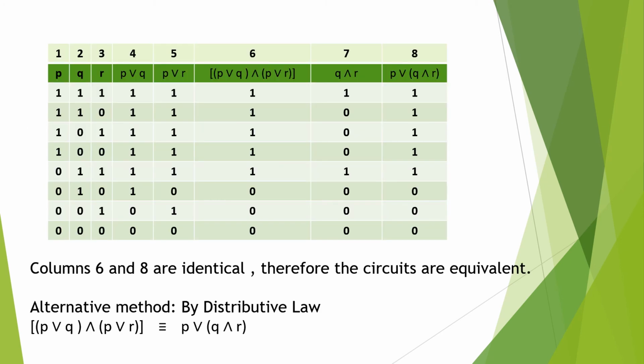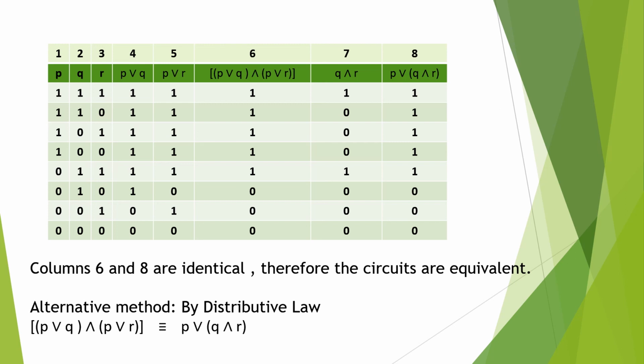Now the first circuit can be represented as (P or Q) and (P or R), and second circuit is represented as P or (Q and R). So here a switching table is constructed and you can see that column number 6, that is expression for first circuit, and column number 8, that is logical expression for the second circuit. Those two columns are identical. That means these two statements are equivalent. Therefore the circuits are equivalent.